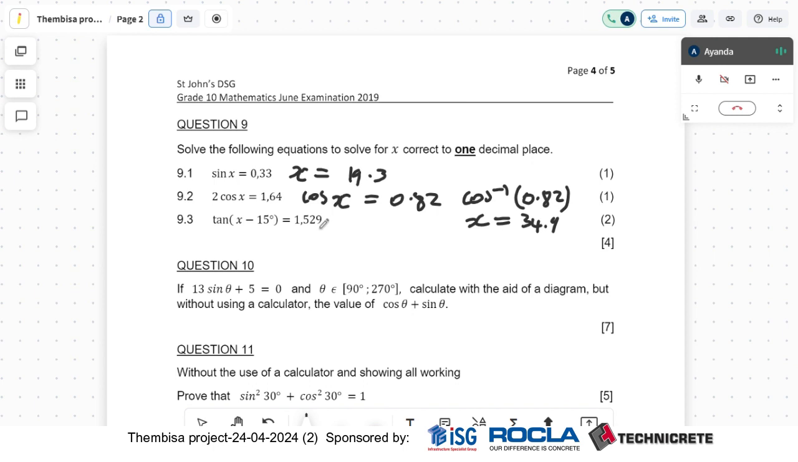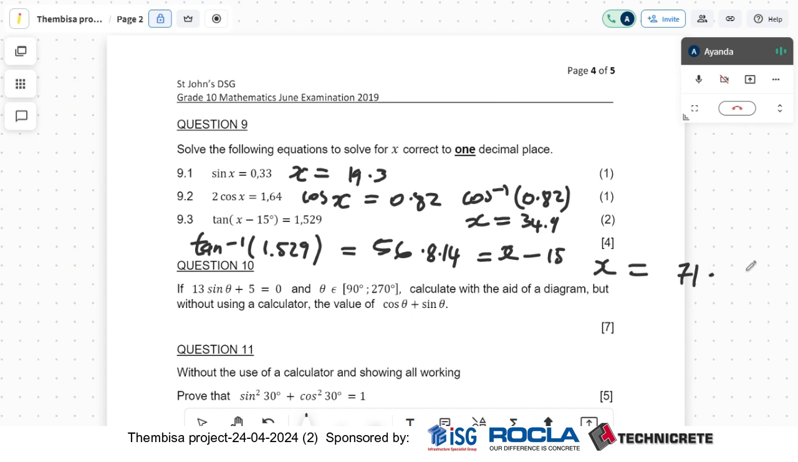Then we have tan of x minus 15 is equal to 1.529. So first we're going to get the inverse of tan, 1.529. So shift tan of 1.529 gives us 56.814. And this is equal to x minus 15. So if we add 15 to both sides, x is equal to 71.8.